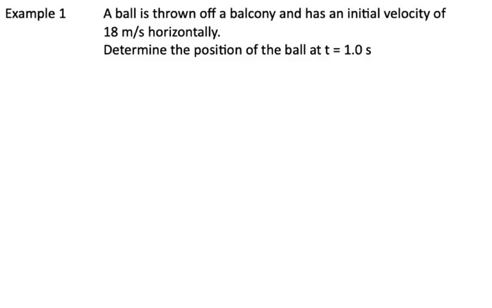So we have a ball that is thrown off a balcony and has an initial velocity of 18 meters per second horizontally. So the ball would essentially be making this kind of motion as it flies. I want to determine the position of the ball at 1 second. So obviously, because this ball is falling, it will be below where it was thrown. It would also be to the horizontal. Dealing with projectile motions, dealing with the horizontal piece first is the easiest.